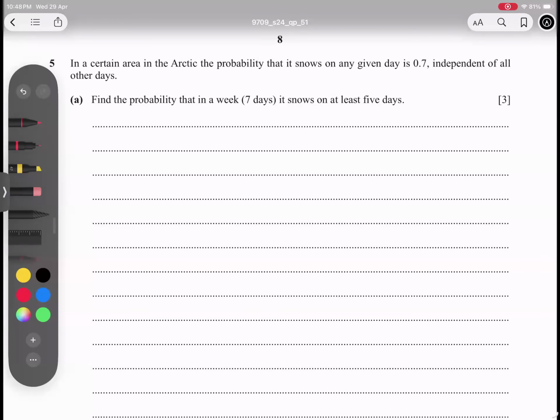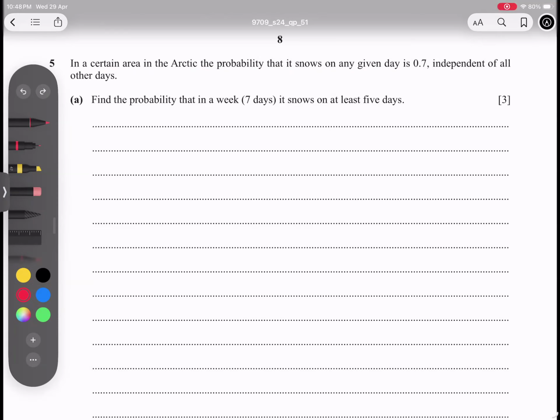Question number 5, students. We have a certain area where the probability that it snows on any given day is 0.7, independent of all days. Find the probability that in a week of 7 days it snows on at least 5 days.